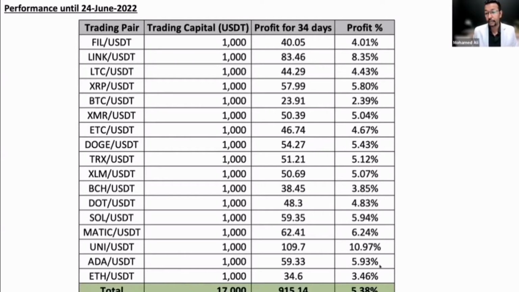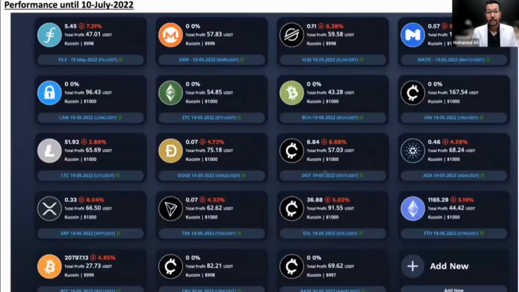Also, if you see, the account made about 5.38% in 34 days. Different coins gave different results. The superstar was UNI USDT, which gave the maximum profit of 10.97%, but overall the average profit is 5.38%. Let's look at the new records. This is the new one as of yesterday. If you see, the numbers are different.